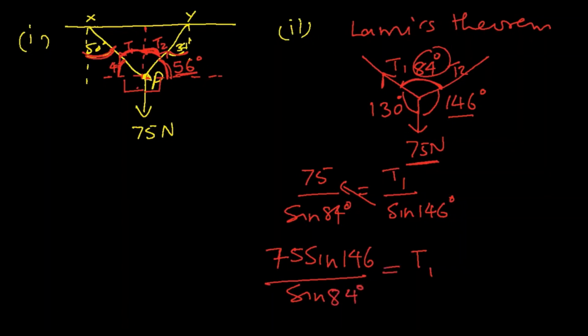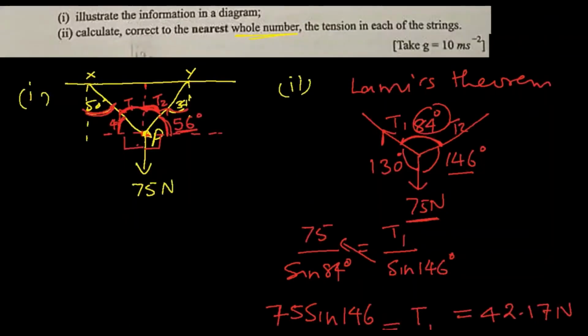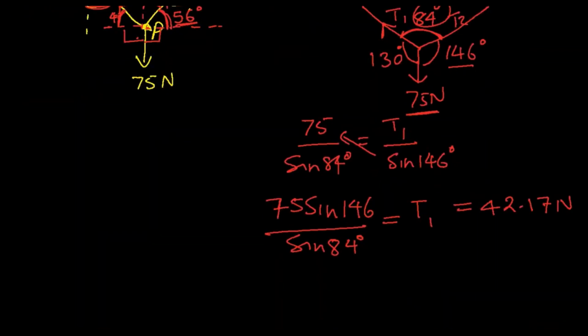So I will find it out by using my calculator. Meanwhile, please subscribe to this channel so that I prepare more videos for you in future. Thank you. I got it as 42.17 Newton. They're saying to two decimal places, right? No, nearest whole number. So the nearest whole number to this is 42 newtons. This will be tension 1.